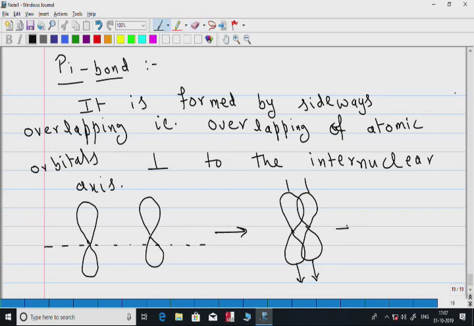This is the representation for this one. This is your internuclear axis. And these clouds are actually representing the overlapped region. So they look like this one. Okay, copy.